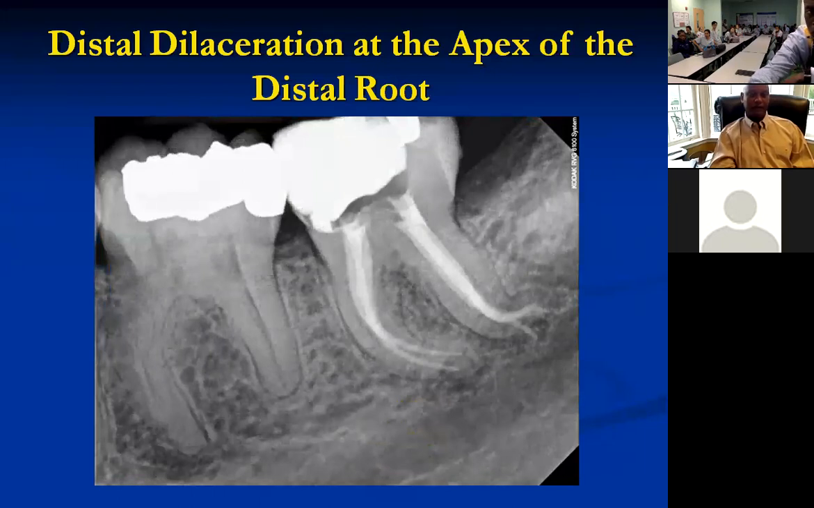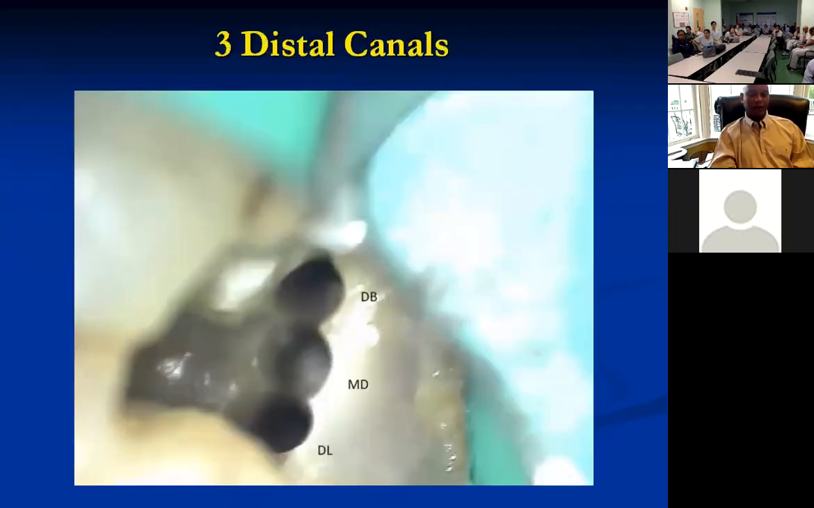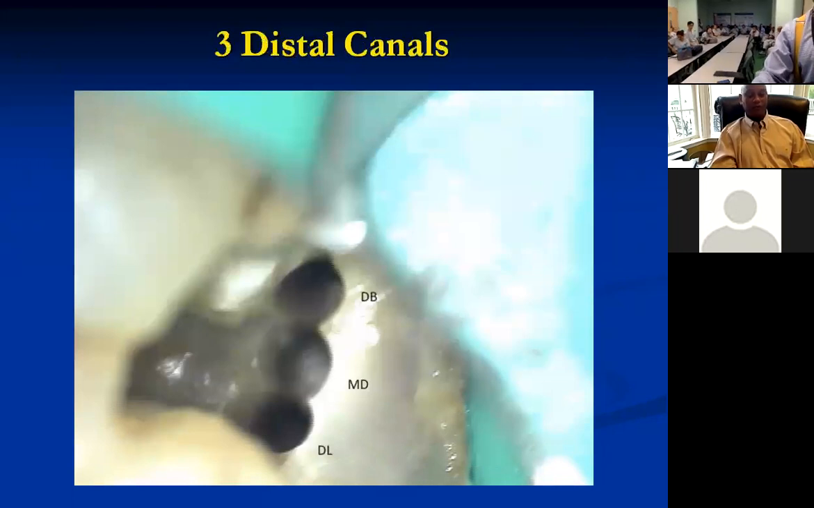All right, so here's our final. Here's a lower molar with 3 distal canals. When you look at this on the X-ray, it looks like a pretty straightforward lower molar. You can see all the canals. But it's not until we go in there and treat it that we find there are actually 3 canals on the distal. You've got your distal buccal, your middle distal, and your distal lingual on this tooth.